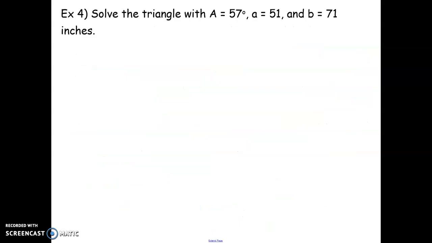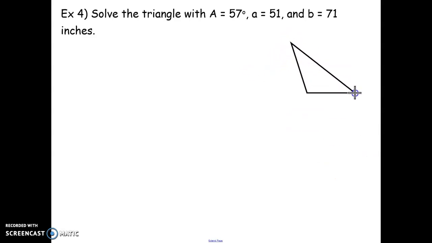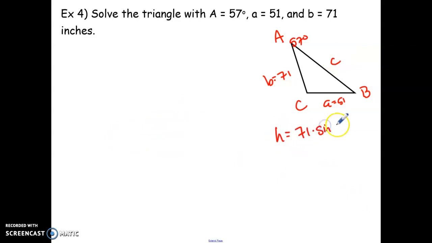So we're going to go ahead and do the next problem. We're going to label this and then find our height. So start with the shape, draw your triangle, label it. So A is 57 degrees, B we don't know, C we don't know, a is 51, b is 71, and c we don't know. So we are going to find height equals b times sine of A.